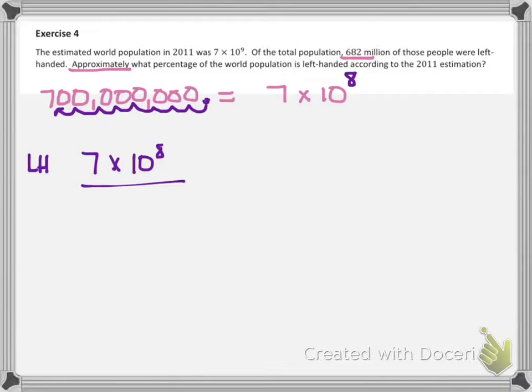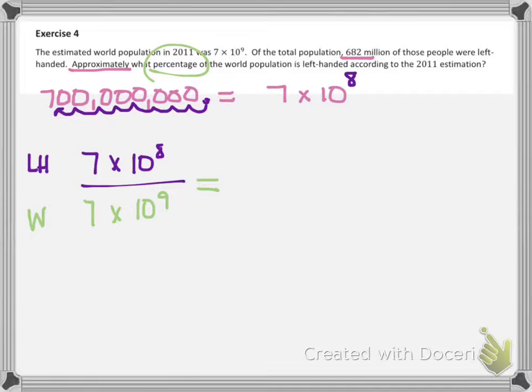And so left-handed is 7 times 10 to the 8th power. And then we're going to have the world population, so all people in the world, 7 times 10 to the 9th power. Okay, and then I wrote this in this order, left-handed compared to the world, because we want a percentage. And this will tell us the percentage by putting the smaller number on top out of the total. It will give us the percentage of the world population that's left-handed. Okay, so let's do this math then.